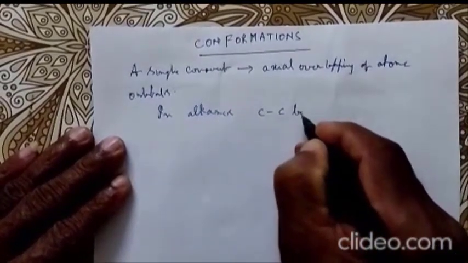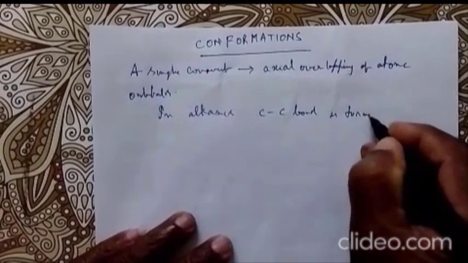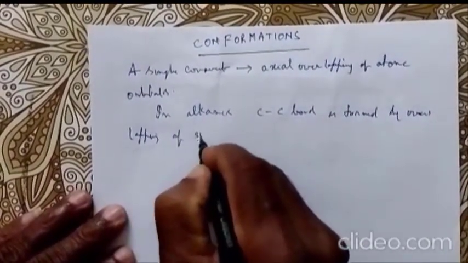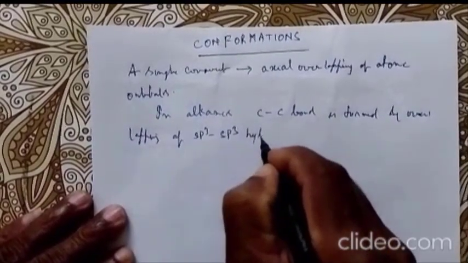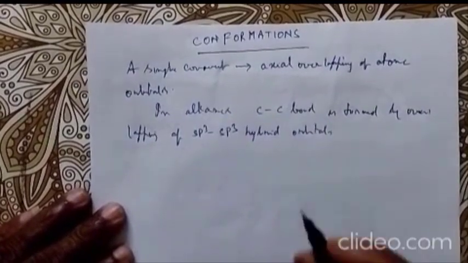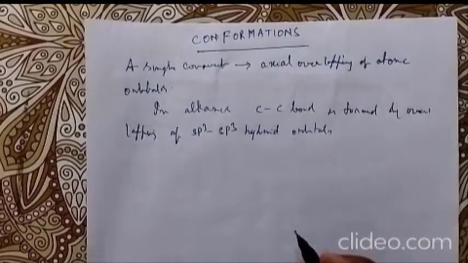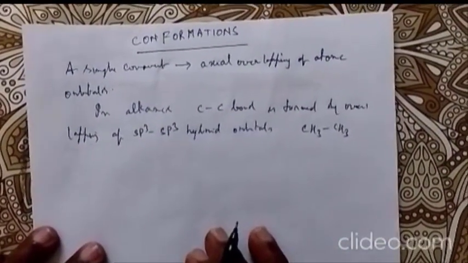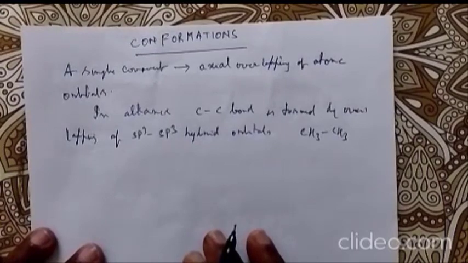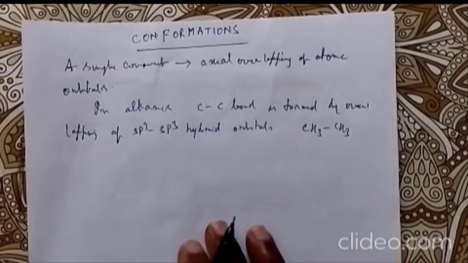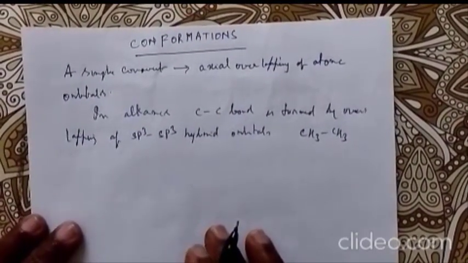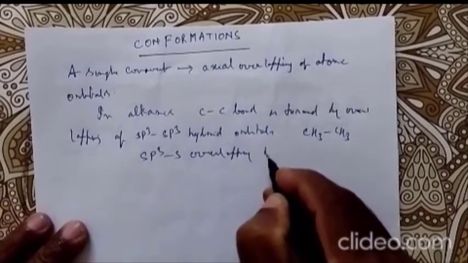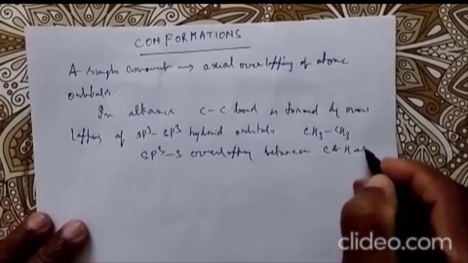In alkanes, a C-C bond is formed. How is the C-C bond formed? By overlapping of sp3 hybrid orbitals. The first alkane having two carbon atoms is ethane, C2H6. So in ethane, two sp3 hybrid orbitals between the carbon atoms overlap each other to form a C-C bond. And of course, the remaining sp3 hybrid orbitals overlap with the s orbital of hydrogen, the sp3-s overlapping between carbon and hydrogen atoms.